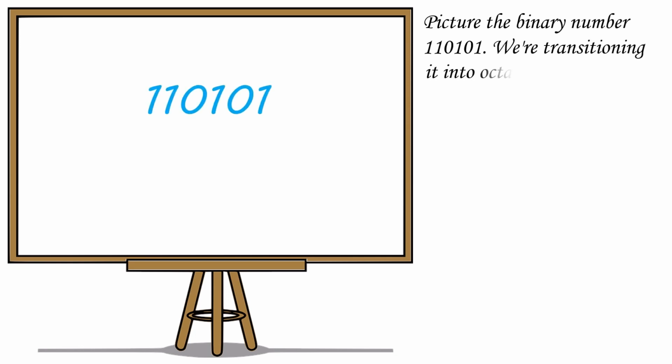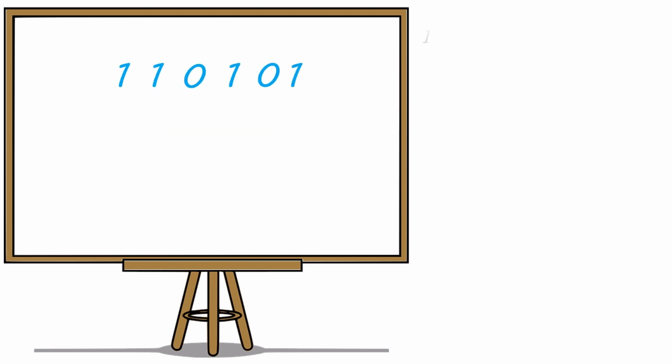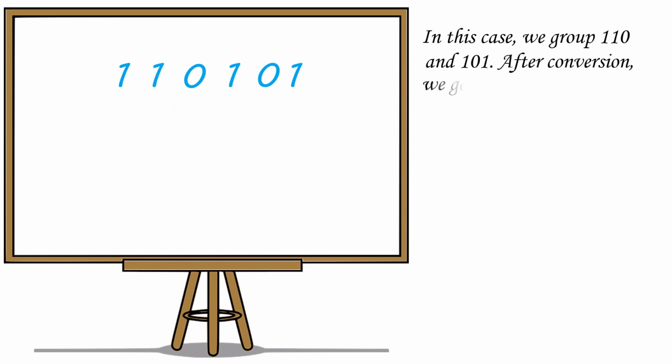Picture the binary number 110101. We're transitioning it into octal format. Each group of 3 binary digits corresponds to a single octal digit. In this case, we group 1, 1, 0 and 1, 0, 1. After conversion, we get the octal number 65.